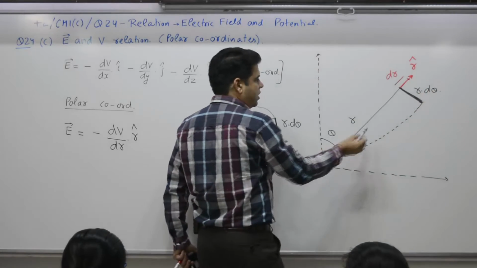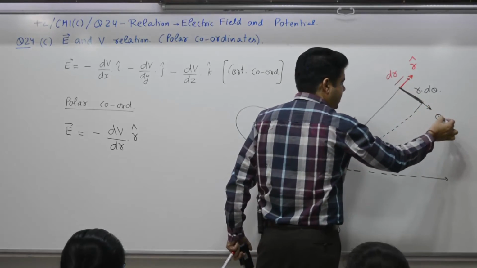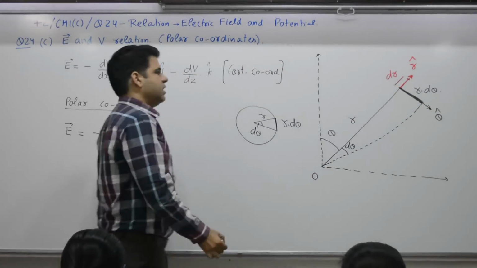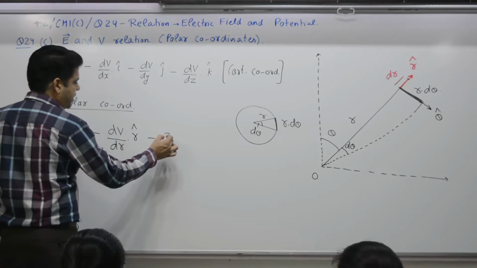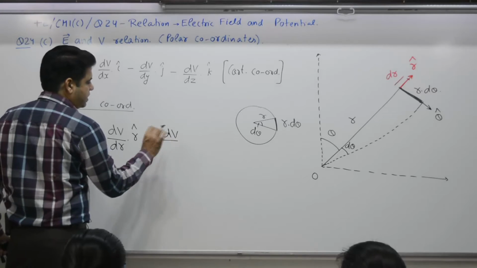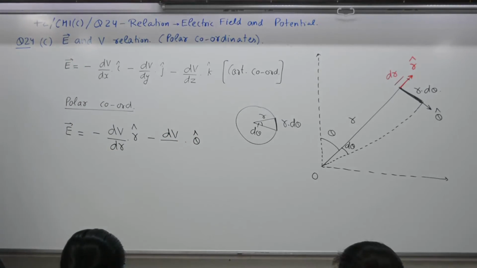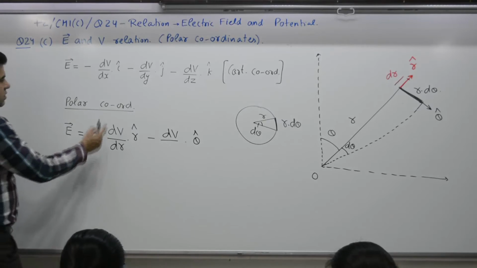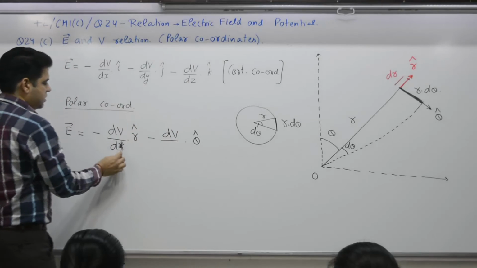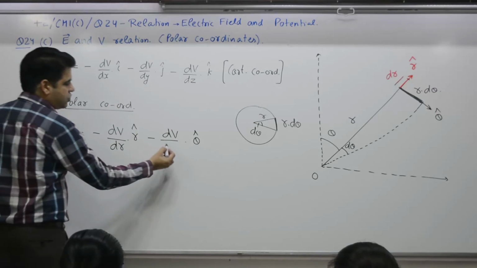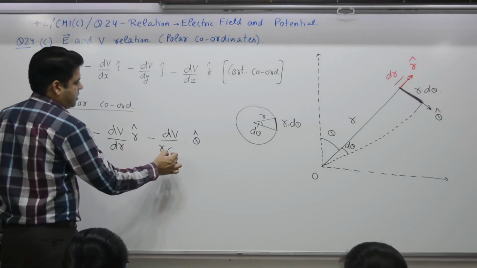And you have moved in this direction. The increase is in this direction. This direction is termed angular, with the unit vector in the angular direction. So it is equal to minus dV by dr, again minus dV by something, direction is theta. What are the units for this? Distance, meters. This is also distance. So here it is not d theta, it is r d theta.